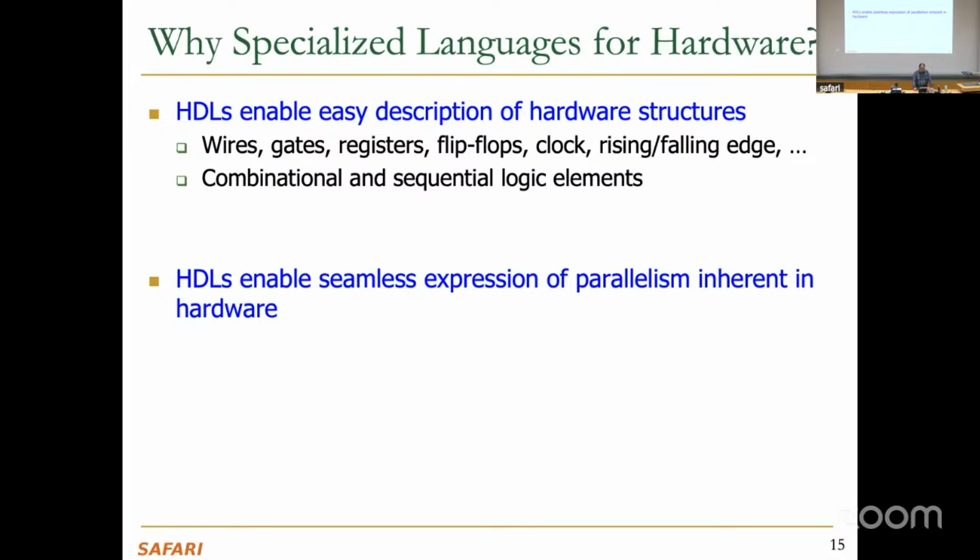Okay, so why specialized languages for hardware? HDLs enable easy description of hardware structures. You might think, why not use, for example, C programming to specify hardware? The reason is that HDLs are customized for hardware. In hardware, we have components like wires, gates, registers, flip-flops, clocks, and rising and falling edges, and all these components or specifications are not necessarily provided in sequential programming languages, like C++, for example.